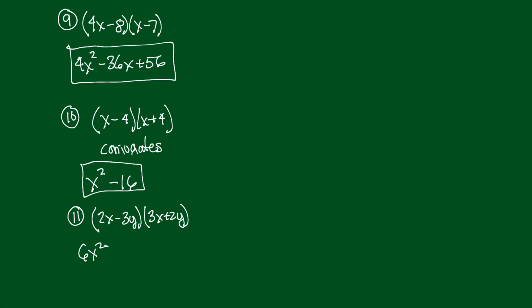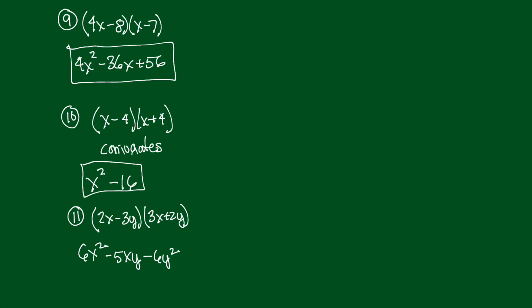And then, let's see if we can keep track of these. The outer product is 2x times 2y, which is 4xy. The inner is minus 9xy. So 4xy minus 9xy is minus 5xy. And then the last and the last. Negative 3y times positive 2y is minus 6y squared.